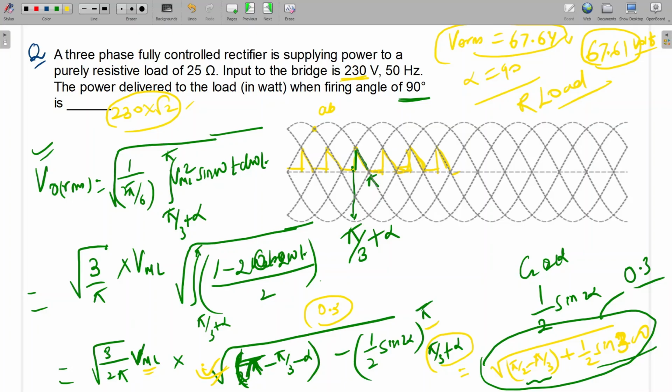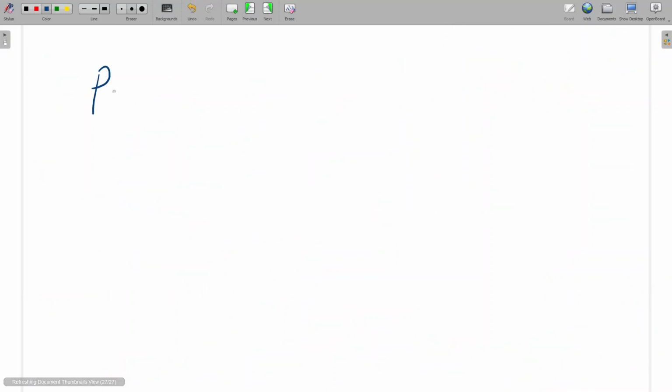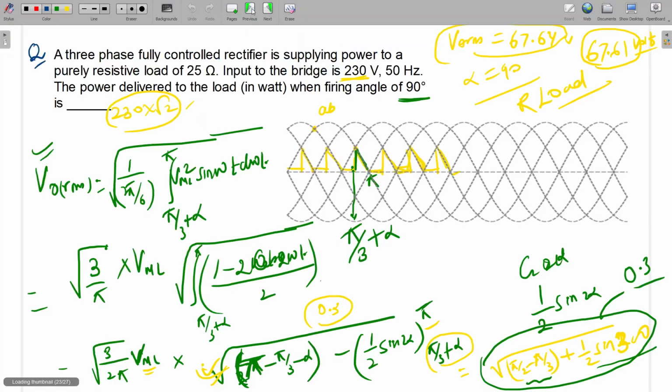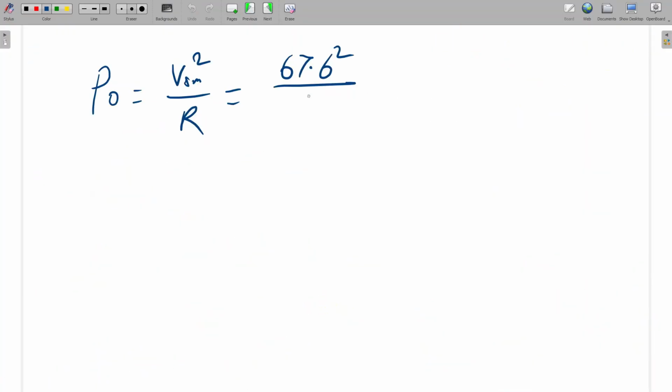Yes, sir. Okay. So you got the RMS value of the voltage. So what will be the power? Power will be VO RMS whole square by R. So it will be 67.6 whole square divided by 25. How much? Whole square divided by 25. Sir, is it 3 phase, sir? 183 is what we are getting almost.